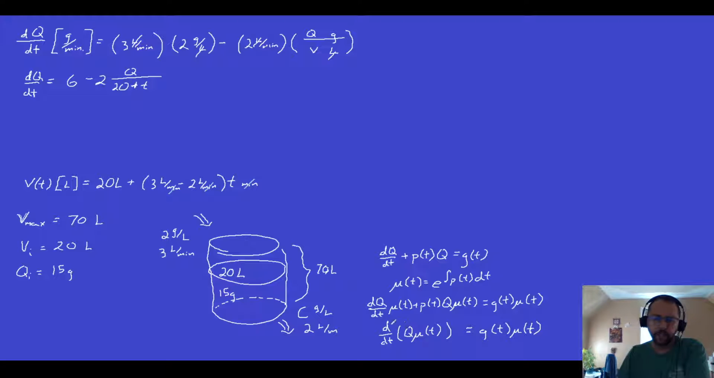If you take the derivative of this by the product rule, you see that the derivative of q is dq/dt times this without taking the derivative, mu of t. And then over here, the derivative of mu of t is equal to p of t times mu of t. And that's true because of how we defined mu of t. And then q will become not the derivative, just the regular q. So that's the end goal.